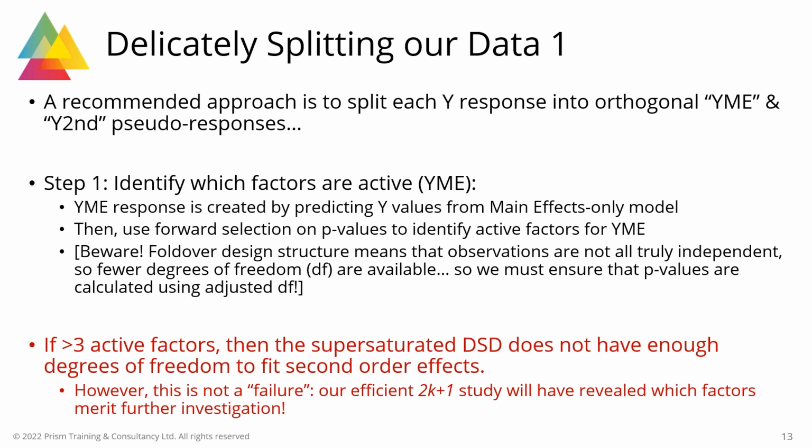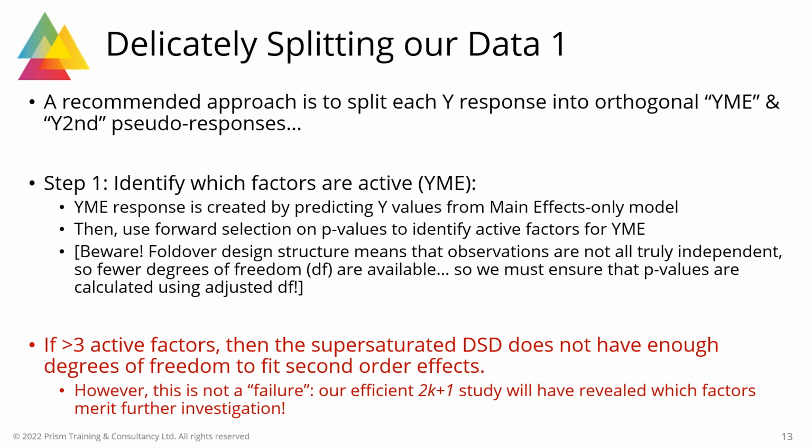So once we've gone through step one, we've created this YME response and identified which of our factors are significant through the forward p-value selection. We're at a kind of stop-go decision point. If we have more than 3 active factors, then we've gone as far as it's sensible to go. Our supersaturated design doesn't contain enough information to allow us to start to consider our second order effects.